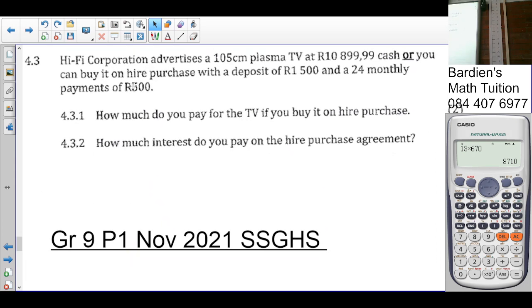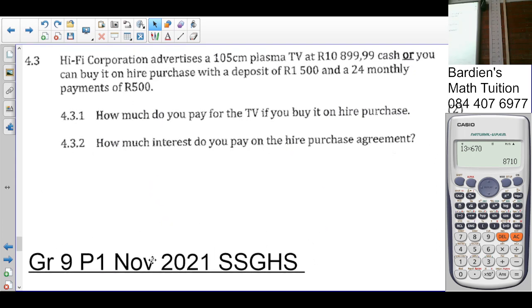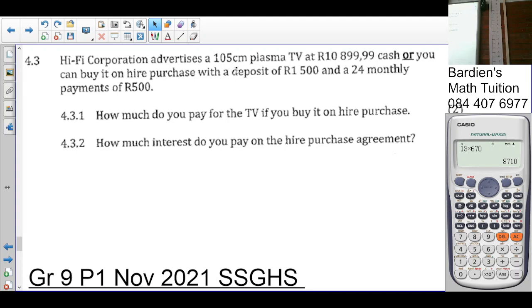People, in 4.3 we are told that Hi-Fi Corporation advertises 105 centimeter plasma TV at 10,899 rand and 99 cents cash, or you can buy it on higher purchase. Higher purchase, which interest do we use for higher? Simple interest. Okay? With a deposit of 1,500 rand and 24 monthly payments of 500. The question says, how much do you pay for the TV if you buy it on higher purchase? Okay? So 4.3.2. Now, this doesn't give you the rate. Okay? What you are given is the monthly installments and the deposit.